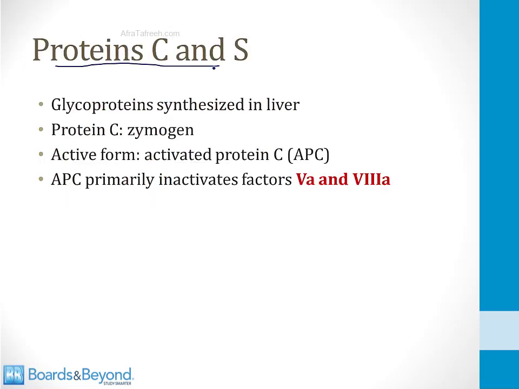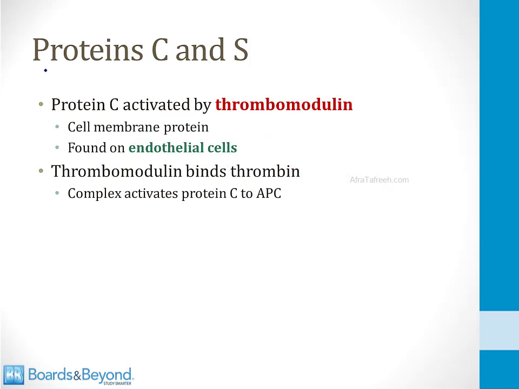Protein C and protein S are glycoproteins synthesized in the liver, much like many of the clotting factors. Protein C is a zymogen, which means it's inactive. Its active form is called, appropriately, activated protein C, or APC. And APC's job is to inactivate primarily factors 5A and factor 8A. The way that protein C inactivates those clotting factors is somewhat complicated.